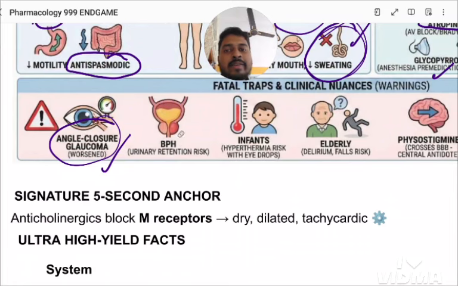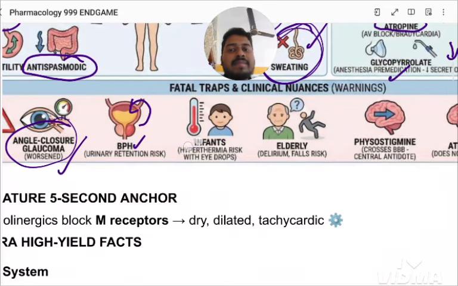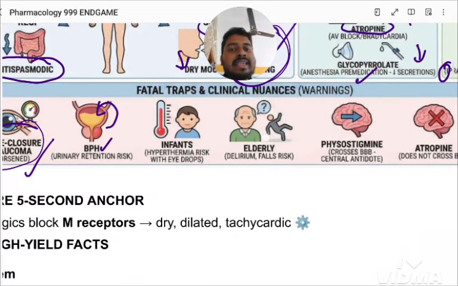So when you give it in BPH, where there is already urinary retention, the symptoms of urinary retention will actually worsen. Next, in infants there is risk of hyperthermia because of decreased sweating. In the elderly, delirium and falls can occur. Falls are because of mydriasis and the cycloplegia effect, and delirium is because of atropine mainly.